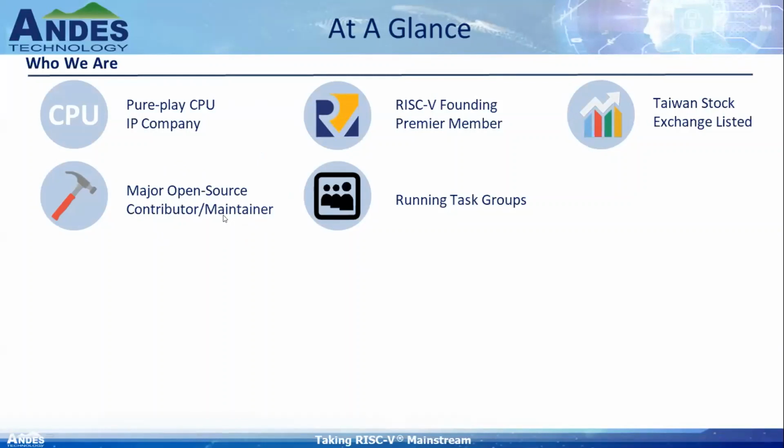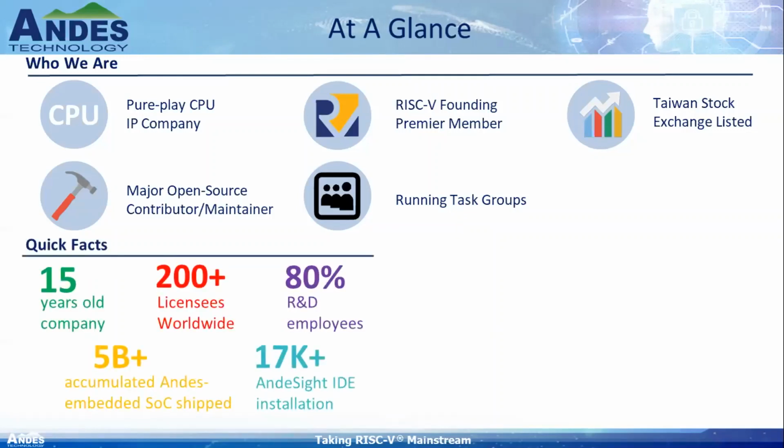Like U-Boot, GCC, LLVM, that's where you can see us. We're also running various task groups. For example, we have donated some of our own in-house ISA, the P extension, which is a DSP SIMD extension, to RISC-V. So we are running and chairing the task group. We are also working in the vector task group. So we are pretty engaged at RISC-V because we think RISC-V is really the future.